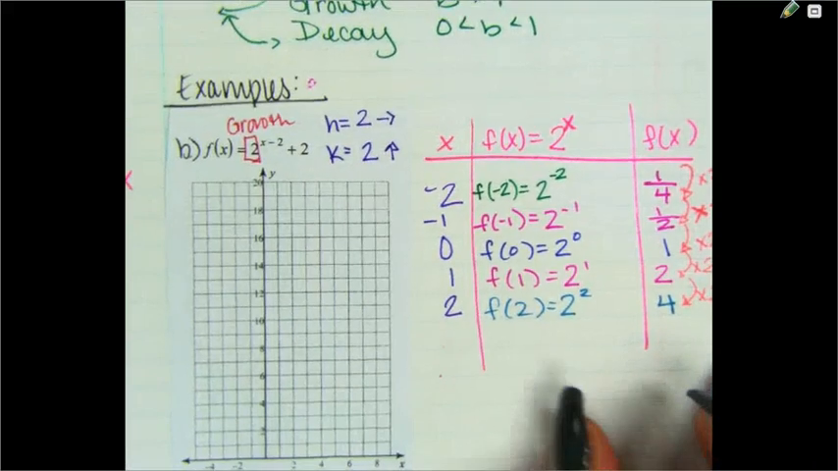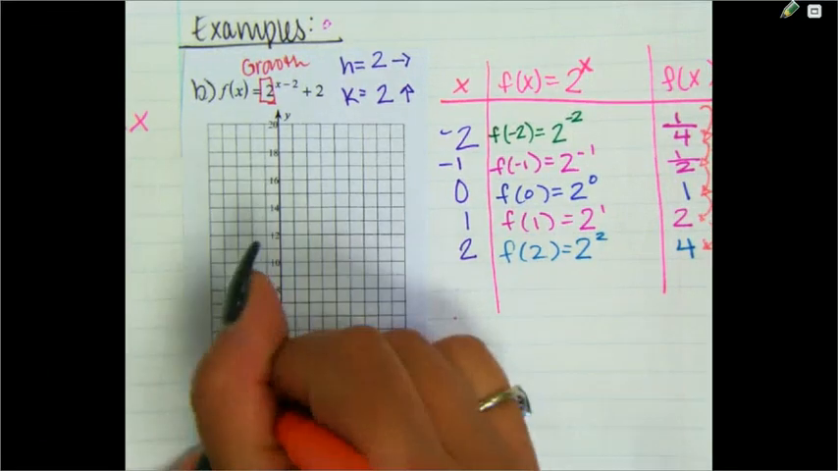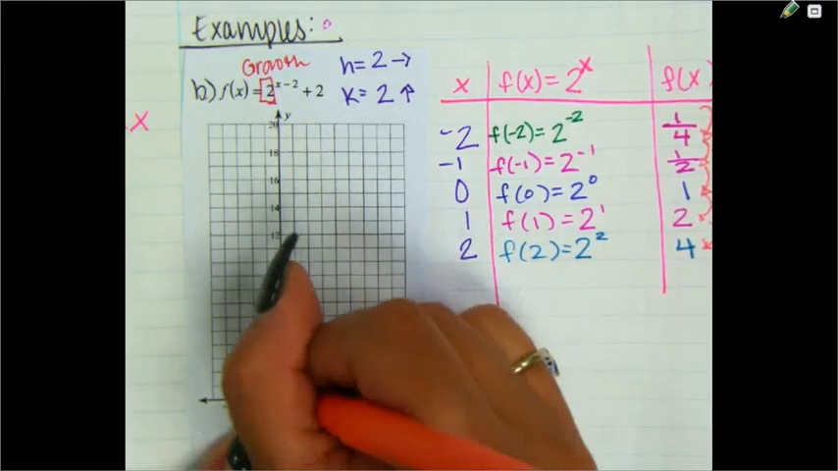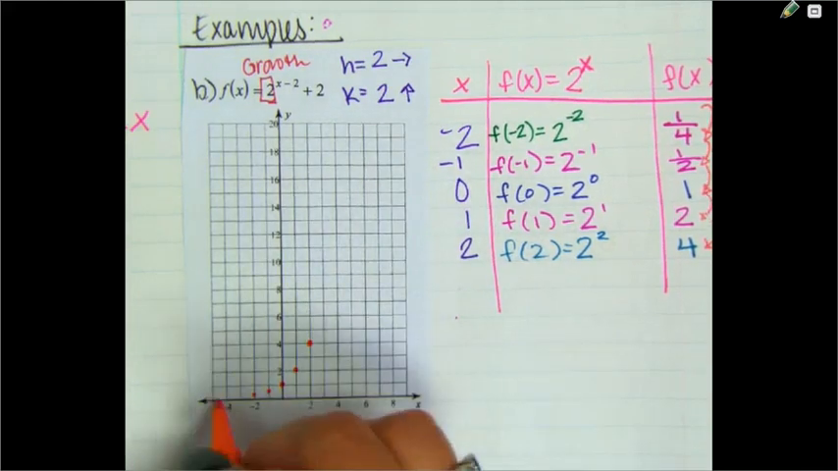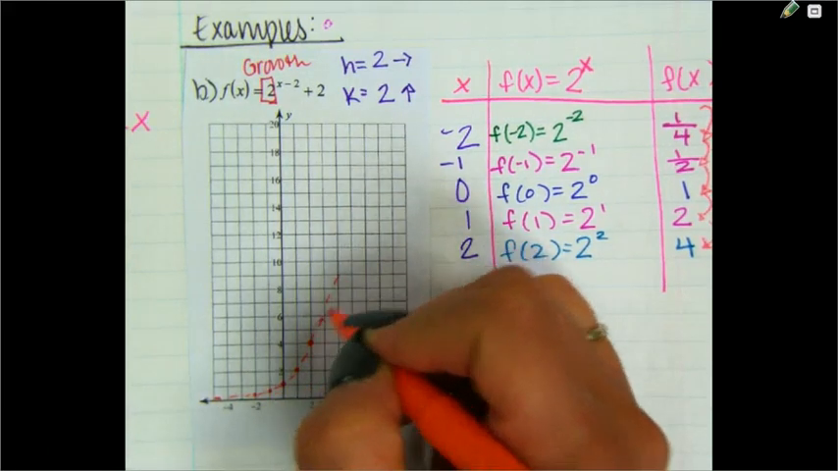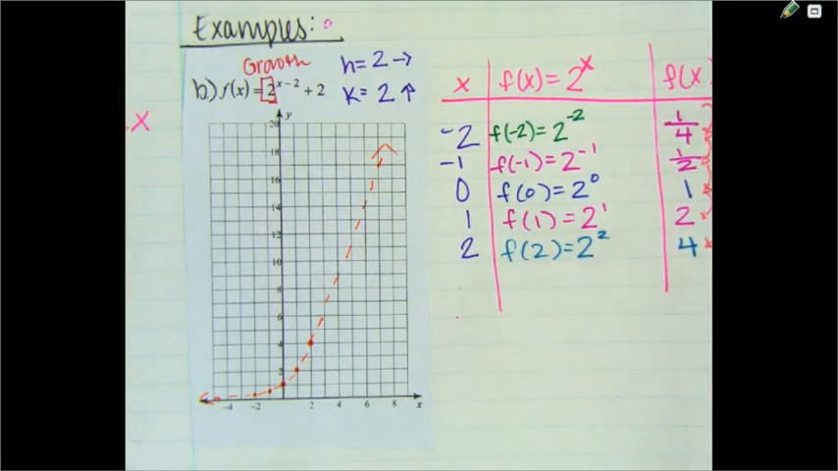Okay, let's graph. So would our ordered pairs be like -2 comma 1/4? Yes. So -2 comma 1/4 is close to 0. -1, 1/2 is in between 0, 1, and 1, 2, 2, 4. Dotted line. Or function, sorry. Okay.